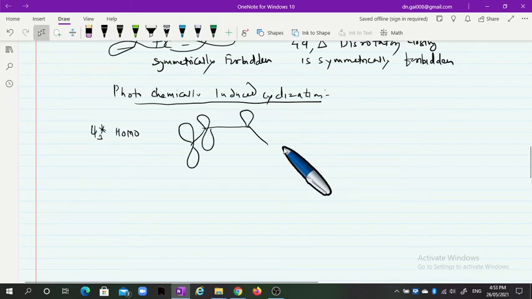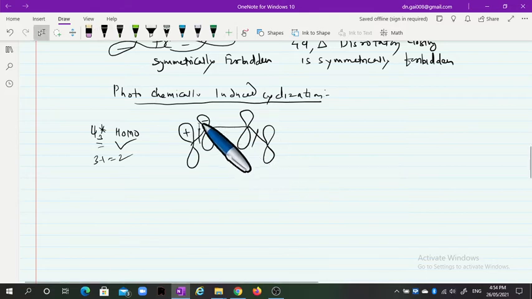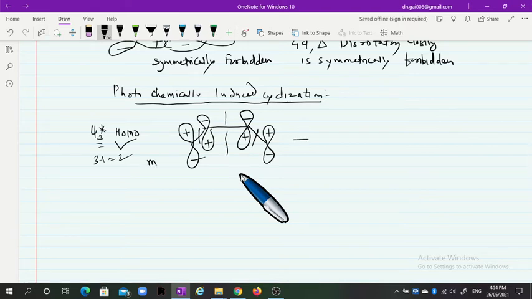First we draw the orbitals. There are two nodes, because for psi 3 it is 3 minus 1, so there are two nodes. Where there is a node, the sign changes, positive to negative; with no node, there is no change of sign. So positive, negative, negative, positive, and this has a mirror plane of symmetry.